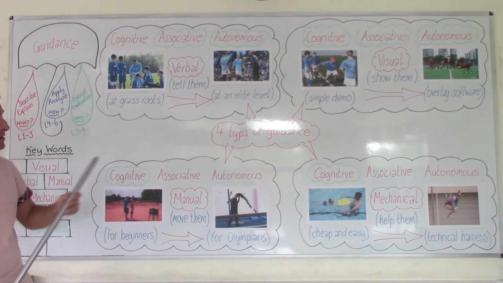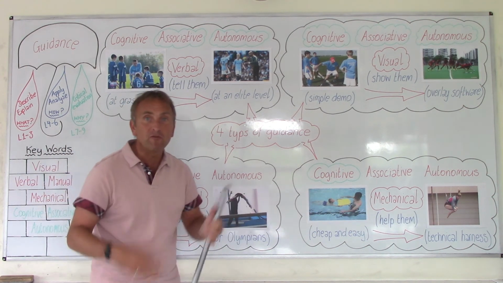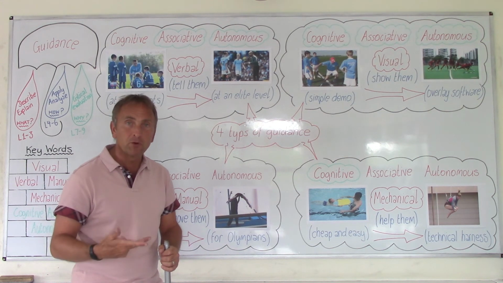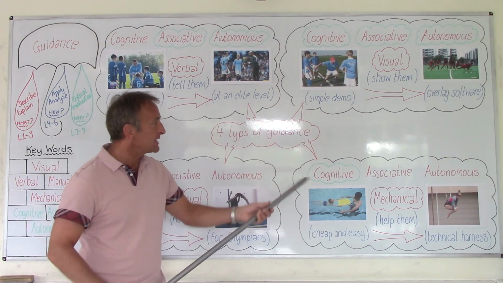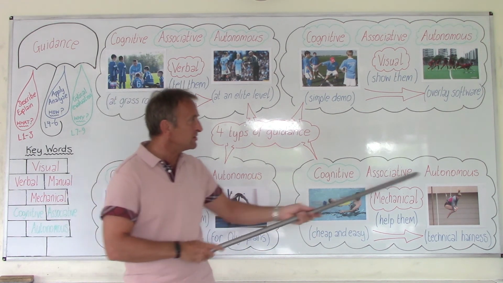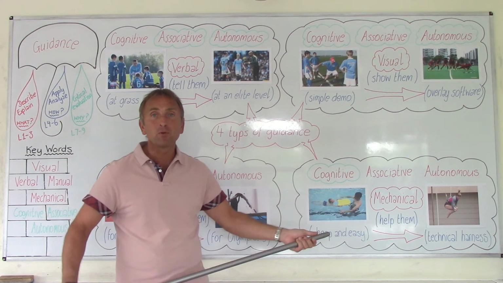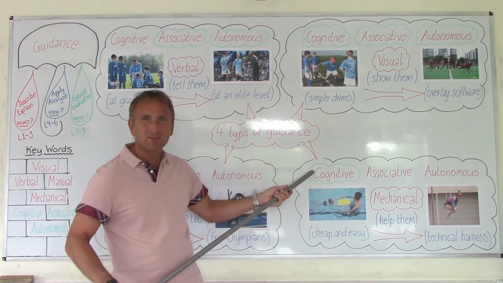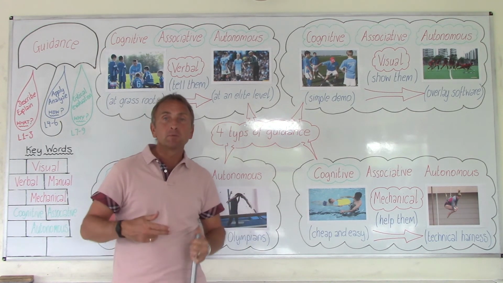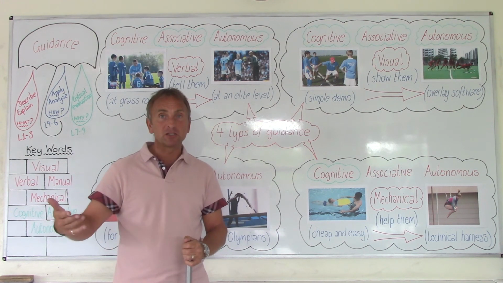And lastly, we have mechanical guidance. So we use some form of physical aid to help them improve their skill. So again, really important for cognitive learners, but associative and autonomous would use these aids as well. But your exam board likes it, cognitive learners, mechanical guidance. Why? Because it helps them feel safe. If they feel safe, they're more motivated to try.